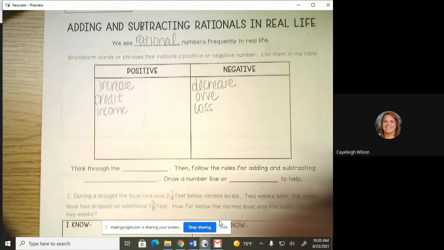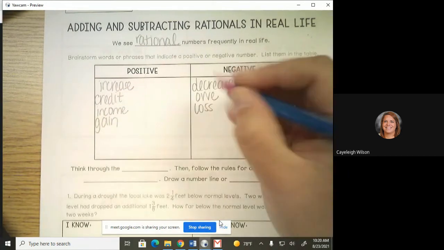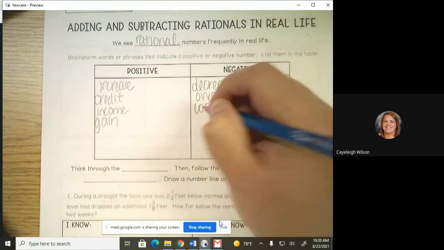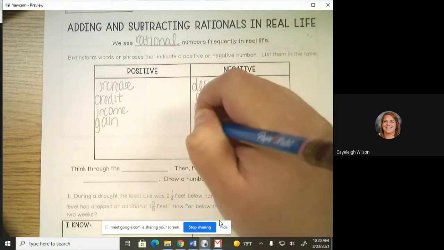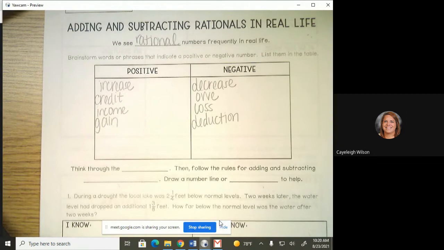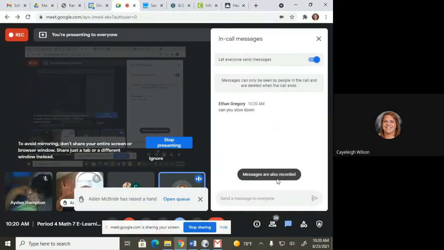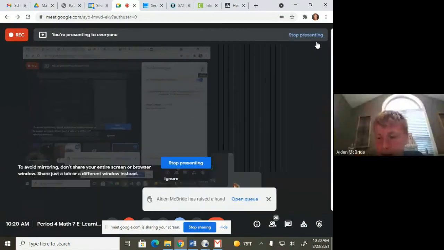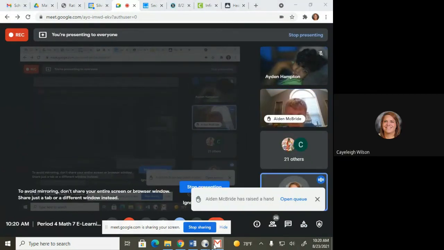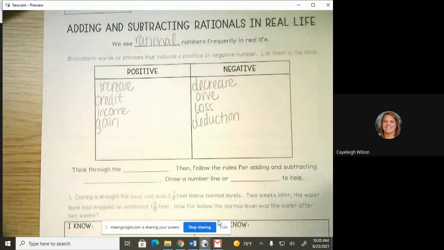Trying to think of some other words, like a gain, if you gain money, or if you lose money. So loss, lose. A deduction. A deduction would be another word. Inherit, yes. That would be another good one. Inherit. I'm trying to think of some other ones that would be good for us.